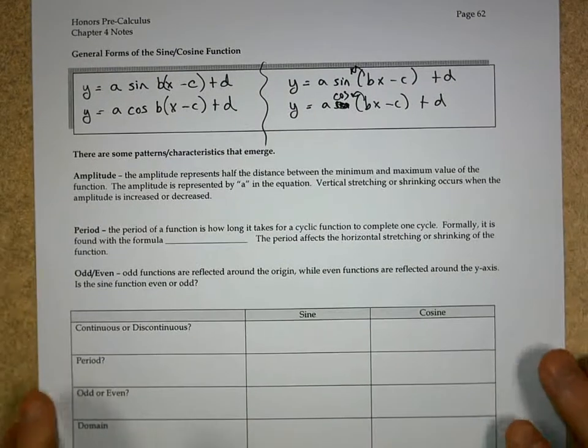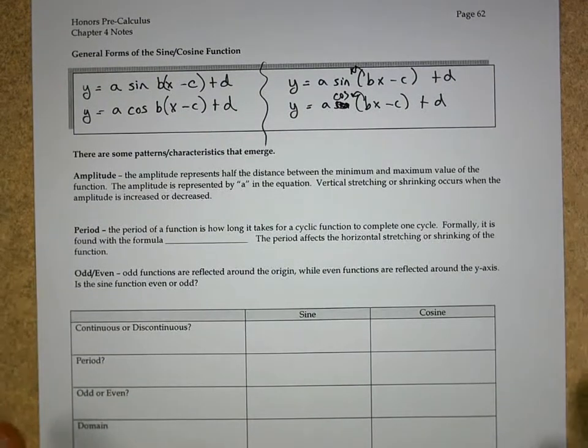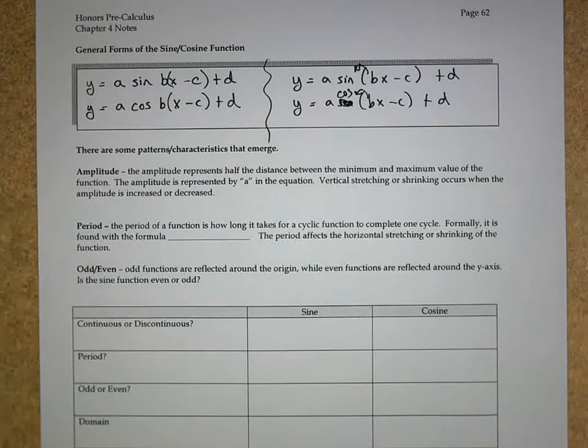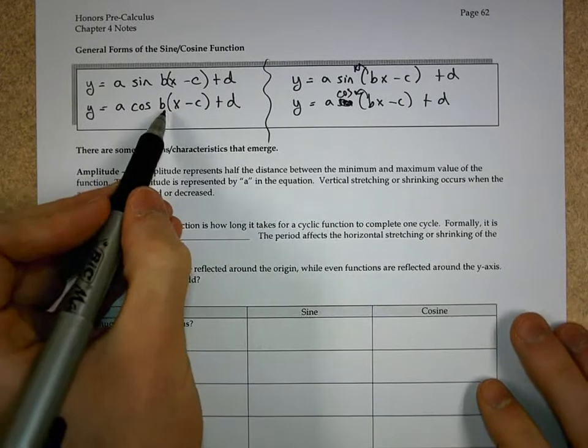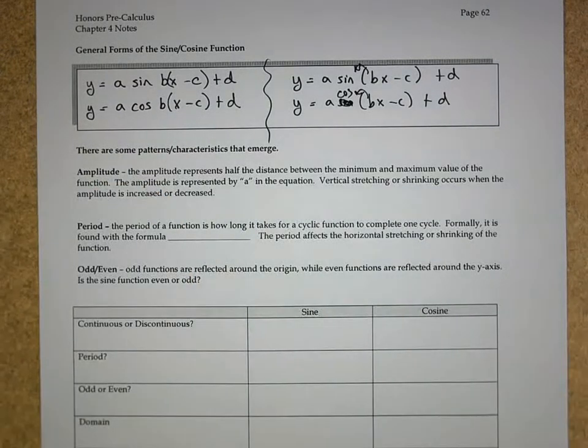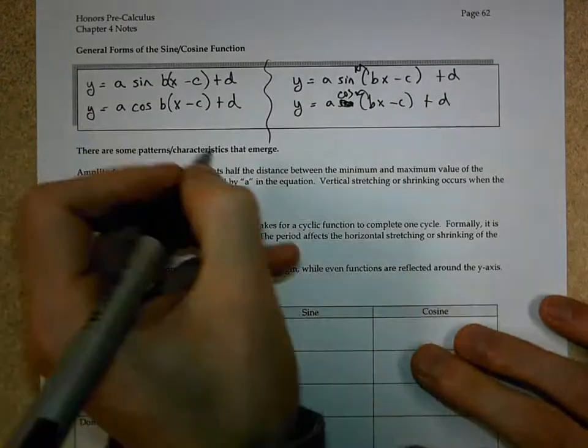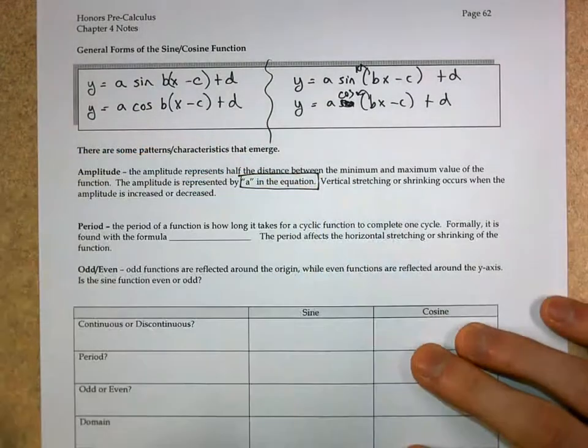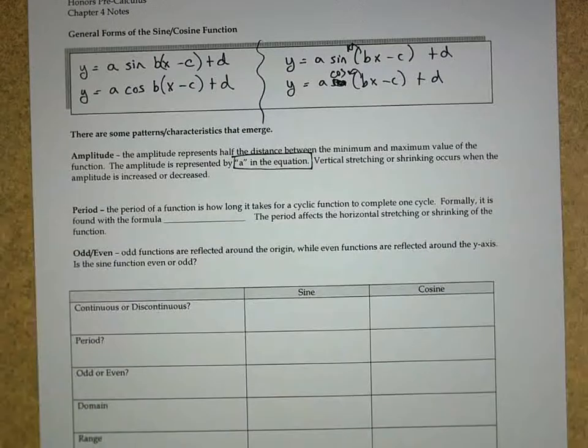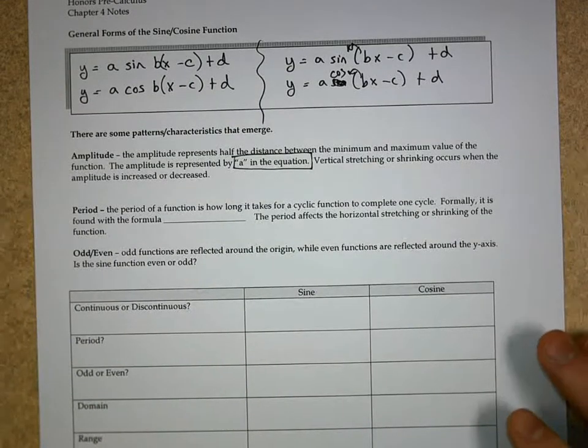So if you've got a value inside the parentheses that's attached to the x, we need to factor that out so it is outside the parentheses. And the reason for that is we'll be able to see the shifts really clearly. Here we've got a couple of key pieces we want to look at. A here represents the amplitude. The amplitude is how high or how low the graph goes.